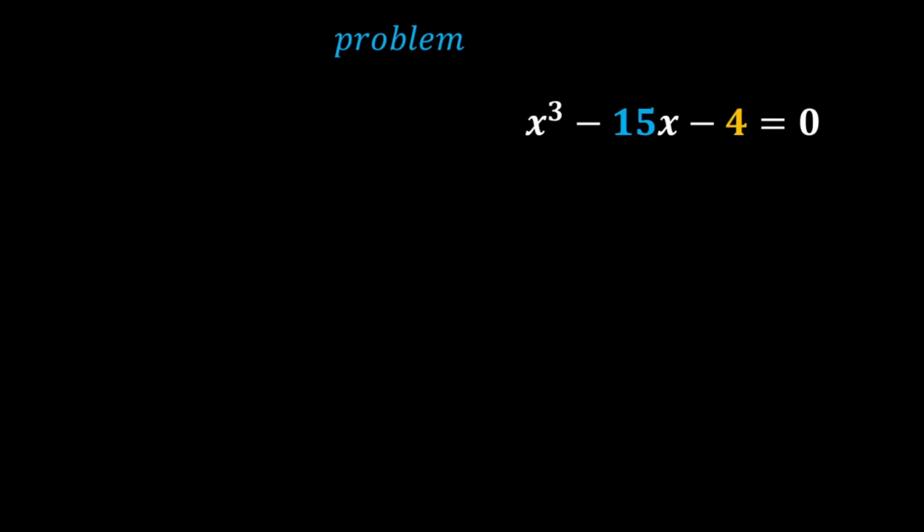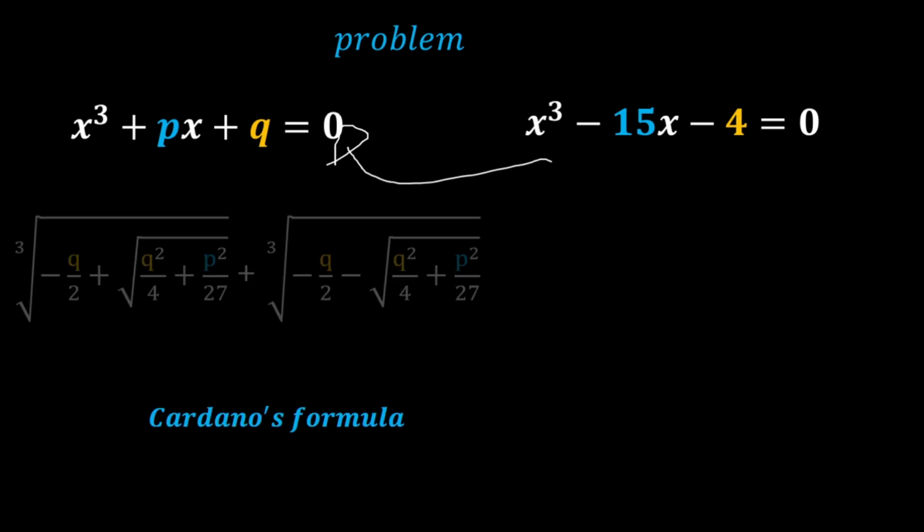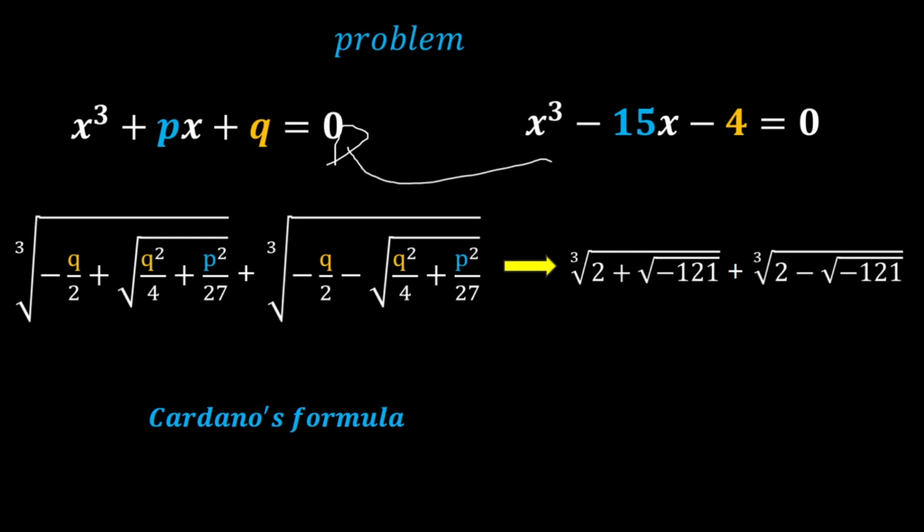Moving on, you have x cubed minus 15x minus 4. You're going to use Cardano's principle by first of all writing this in the form x cubed plus px plus q, p representing negative 15, q representing negative 4. I'm going to substitute in Cardano's formula, this is the formula. I substitute here, and you're going to have the square root of a negative number.